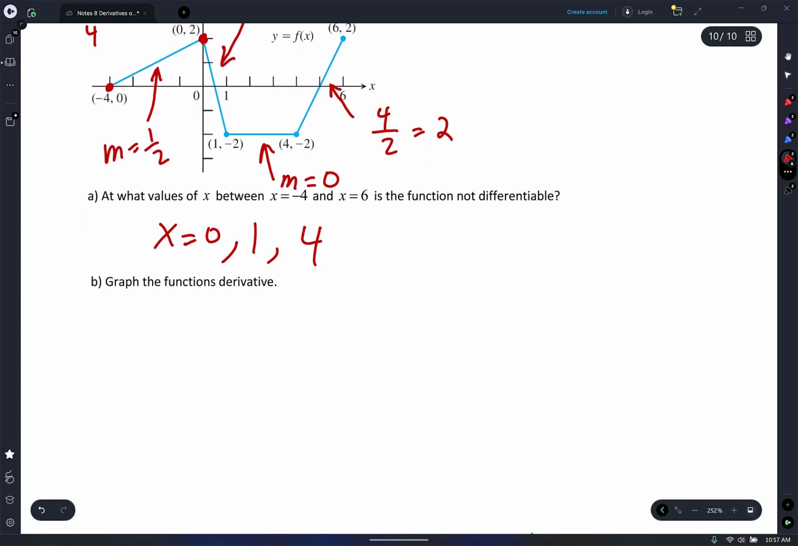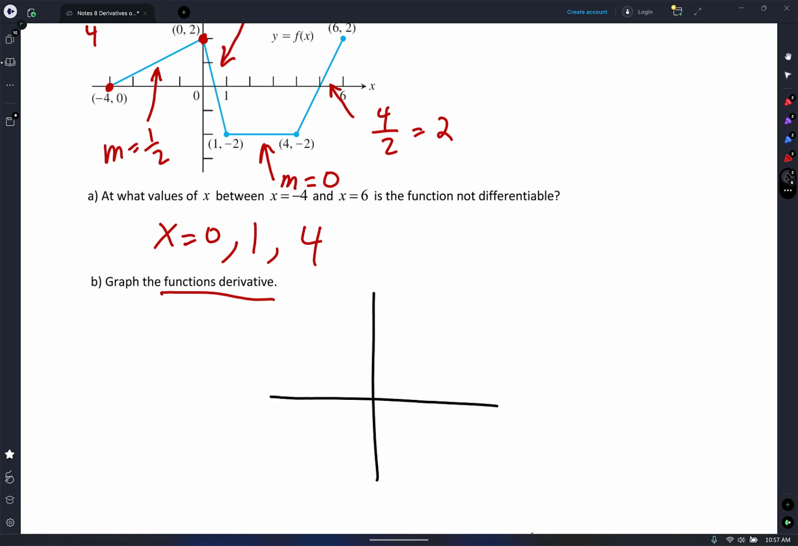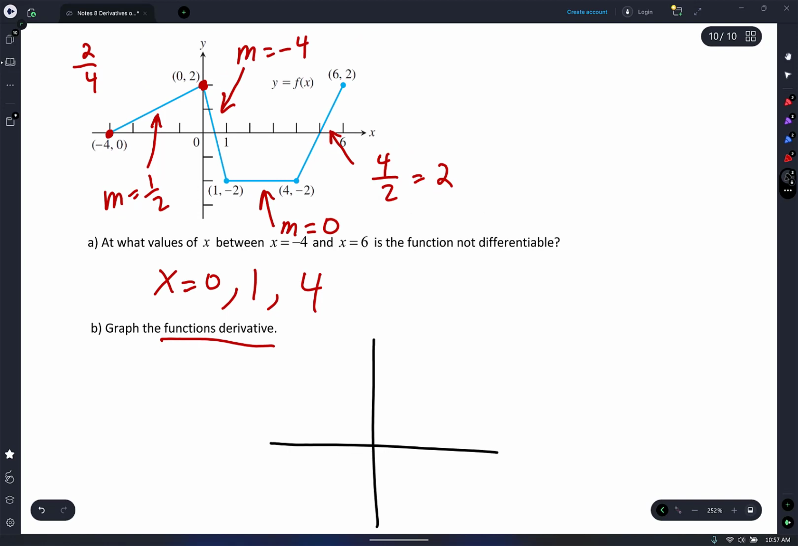Okay, so it says graph the function's derivative. So here's what I'm going to do. I'm going to put a grid. Okay, there we go. I'm going to put a grid, and I'm going to call this y prime. Put a prime on it. Are we okay? Okay, at your endpoints, put open circles.